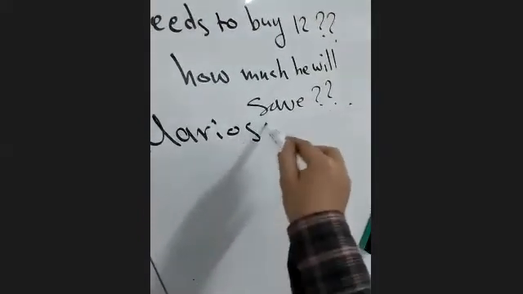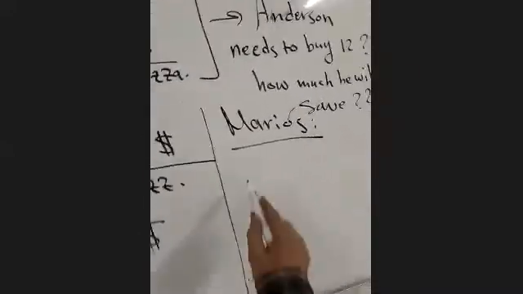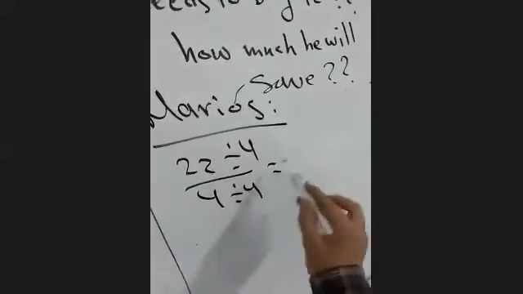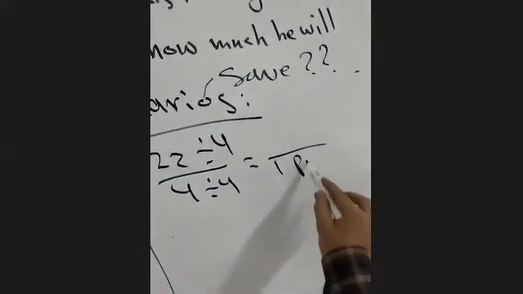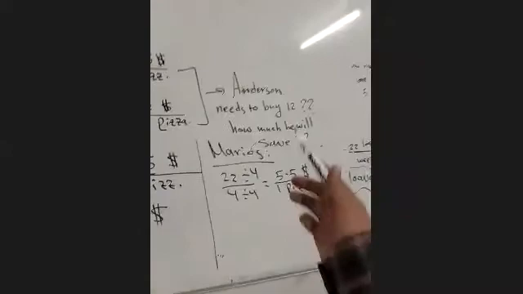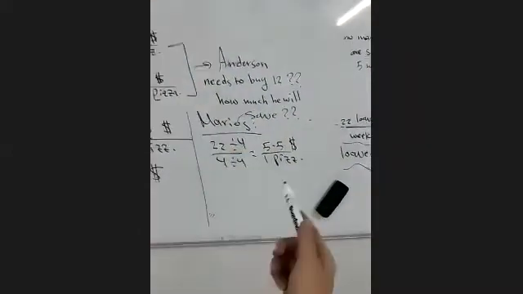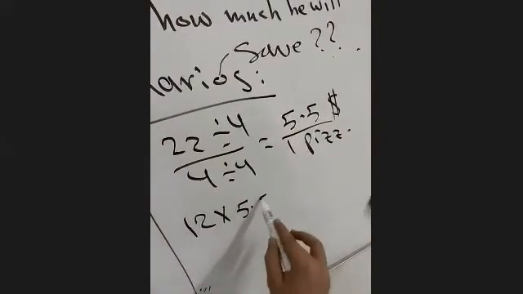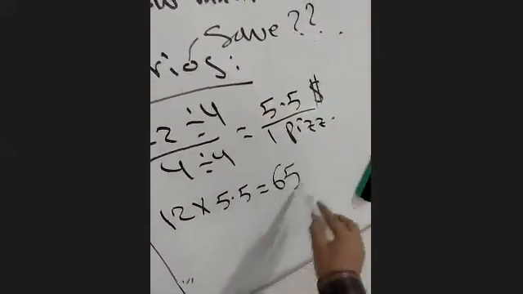It's Mario's Pizza. So here I will write Mario's Pizza, okay? And I will do the same steps. Here 22 over 4, both divided by 4. This will be down 1 pizza. And up will be $5.5. Now, to know the price of the 12 pizzas in Mario's, I'll multiply by 5.5. So 12 multiplied by 5.5 is 65.